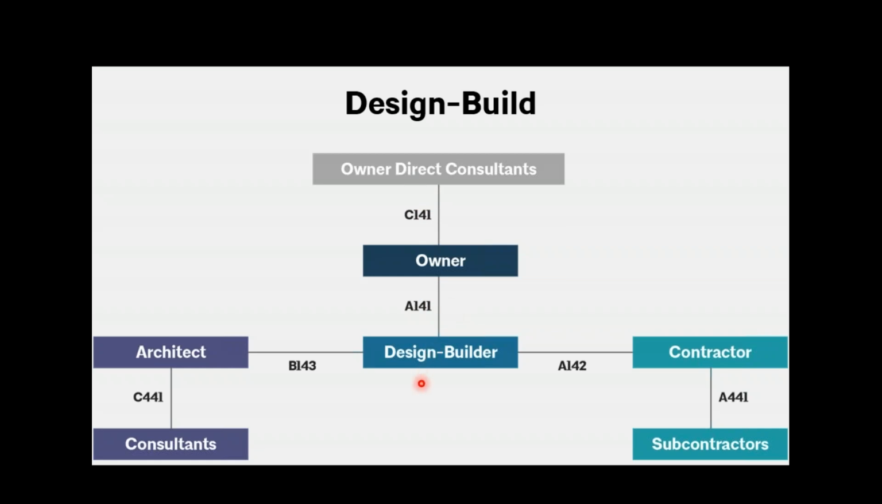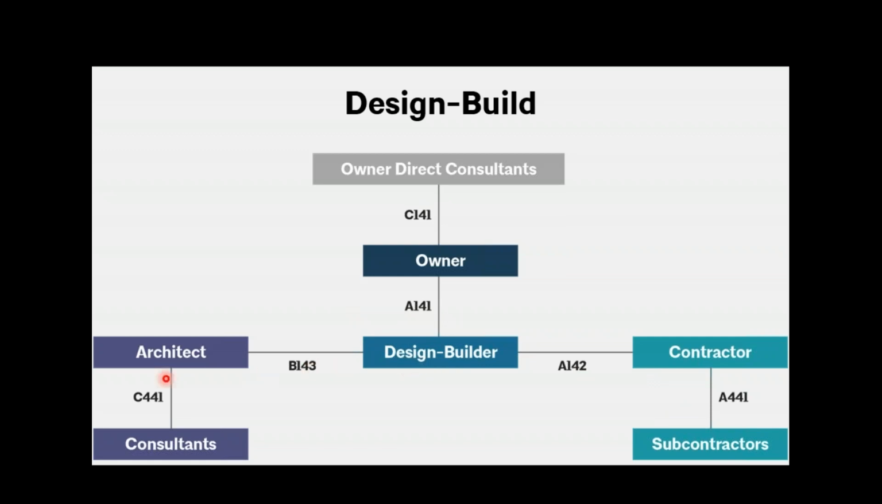And in this case, it's A141. But the design builder then hires whoever they need to hire. They can hire an architect, they can hire a contractor. So the design builder could be anybody. The design builder could be an architect, design builder could be a contractor, whoever they are. This family was last updated in 2014, by the way, and so we'll update it again in 2024 in about 4 years. So again, if the design builder is an architect, let's say, then they can hire a contractor under A142 here. And then the contractor can hire subs.